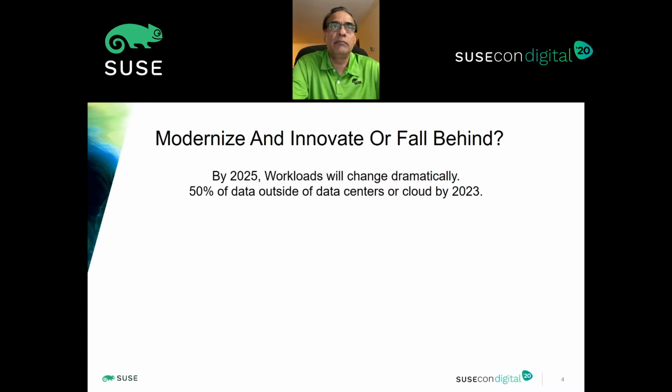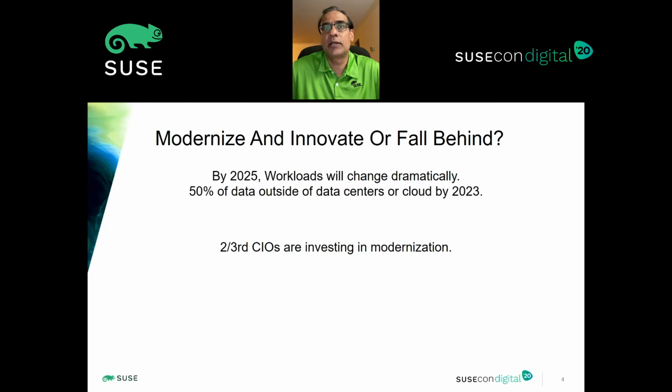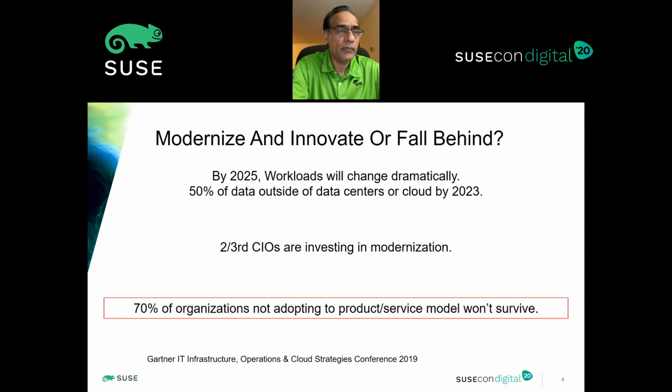Workloads will change dramatically, and 50% of the data will be outside of data centers or cloud in less than 3 years. Again, that shows you how the infrastructure needs to change to adapt to a scenario where the data is not in the traditional data centers. And the good news is two-thirds of the CIOs, which is like 66%, are investing in modernization. So that means we are aware and we are taking the right steps.